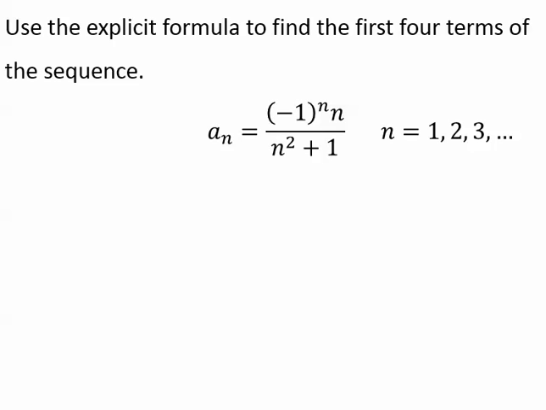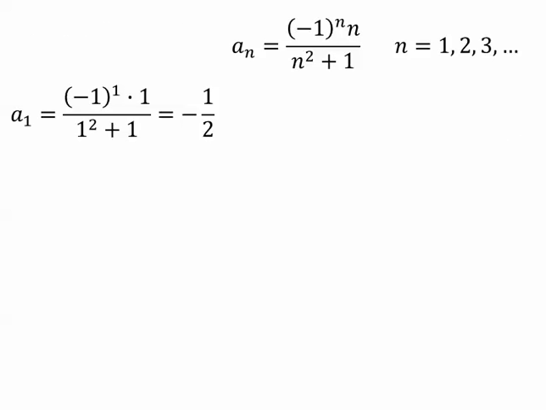Let's use the explicit formula to find the first 4 terms of this sequence. This one's a little more complicated. So first, if n equals 1, what will you get? Every time you see an n, put in 1. Okay, so every time we see n, instead of n, we replace n with a 1. And when we're all done, we get negative 1/2.